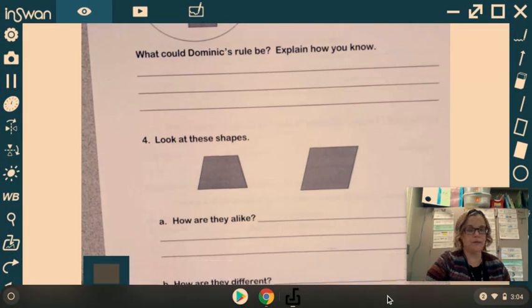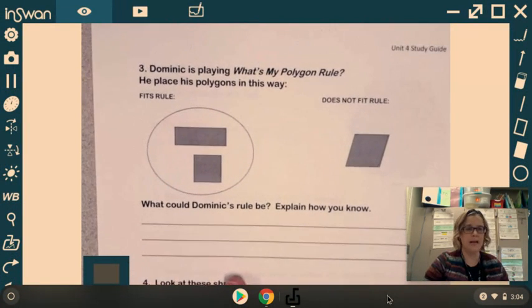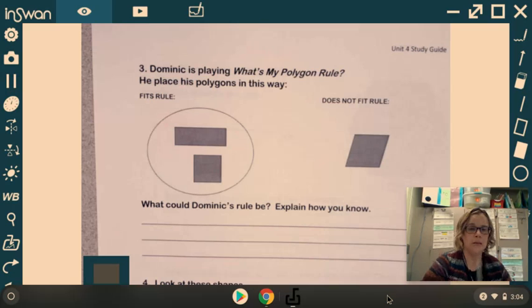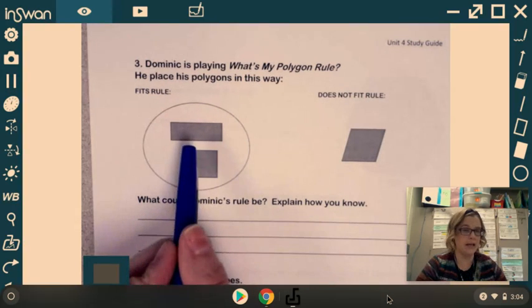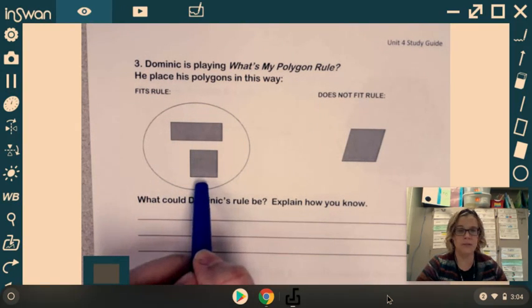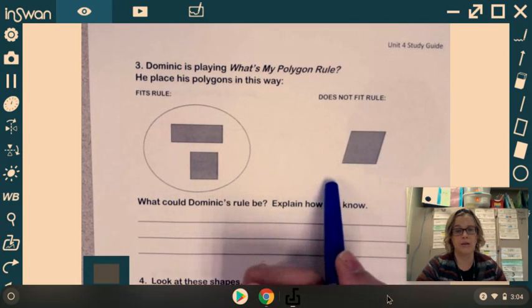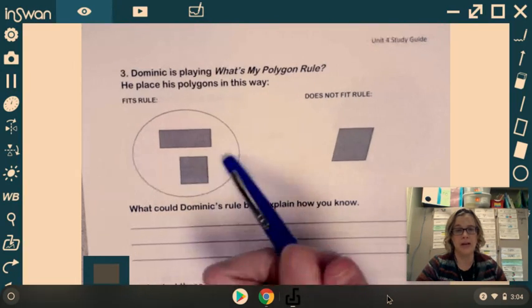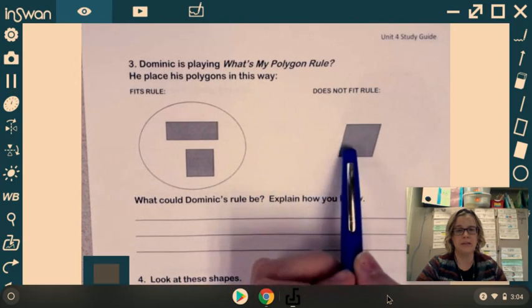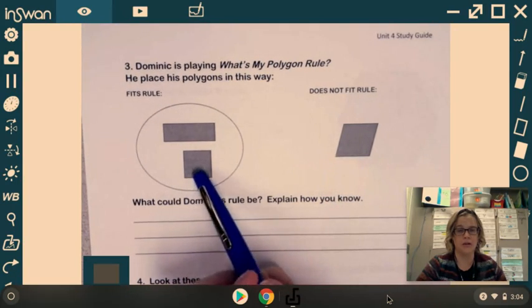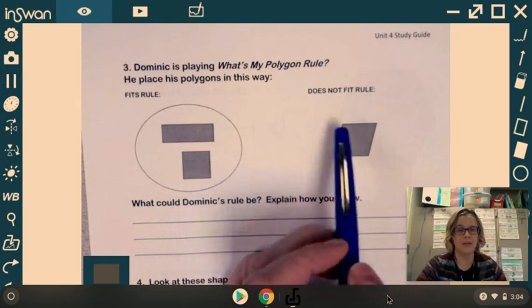Okay, so for number 3, it says Dominic is playing What's My Polygon Rule. He placed his polygons in this way. In the first one, he has a rectangle and it looks to be a square. In this one, he has a parallelogram. They're all quadrilaterals, but for some reason, this one does not belong in here because this rule is different.